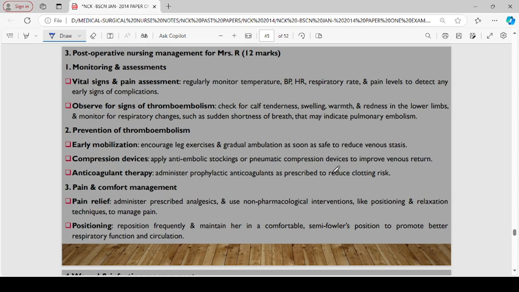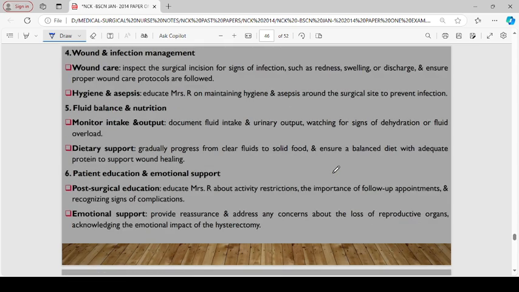Lastly, we have pain and comfort management, so that you administer prescribed analgesics and non-pharmacological interventions, and you reposition frequently and maintain her in a comfortable semi-Fowler's position to promote better respiratory function and circulation. Wound healing: you do wound care and hygiene and asepsis care. You also need to document fluid intake and output as you watch out for signs of dehydration or fluid overload.